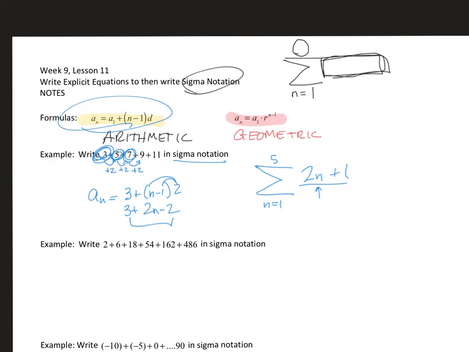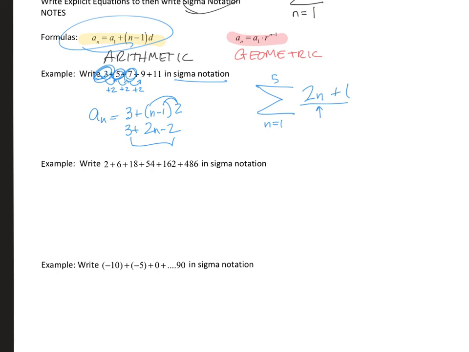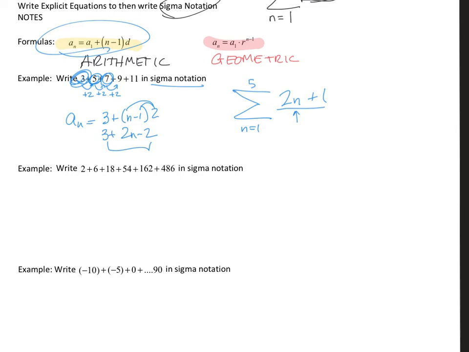Okay, so let's try this next one. Let me move this up a little bit. It says to write it in sigma notation. Sorry, I forgot to switch to a pen. Sigma notation, n equals 1. I can tell that there's 1, 2, 3, 4, 5, 6 numbers in this list. So I've got the 1 and I've got the 6. All I'm missing is the explicit equation.